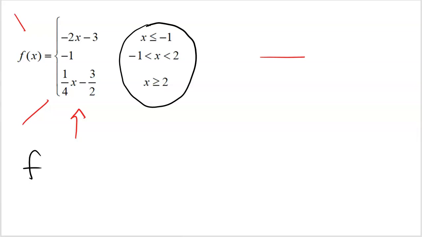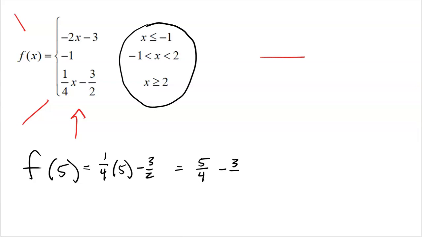So if I say, hey, what is f of 5? Well, you're going to say, okay, 5 is greater than 2, so I'm going to use this bottom piece. So it'd be 1/4 times 5 minus 3/2. That's going to be 5/4 minus 3/2. And I love fractions, so I'm going to convert this 3/2, multiply both by 2, so that's 6/4, right? It's the same thing. 5/4 minus 6/4 is negative 1/4. Boom, there is my output.